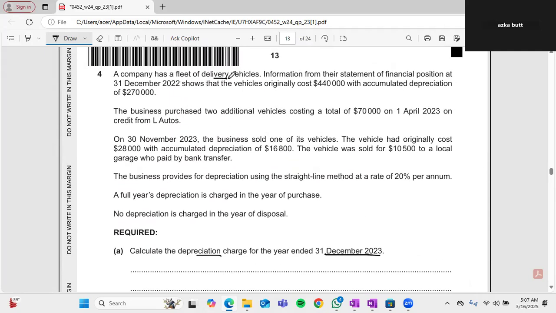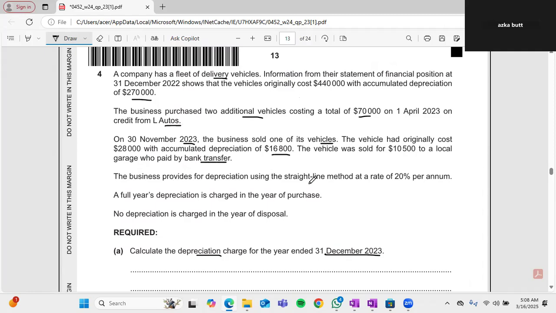A company has a fleet of delivery vehicles. Information from their statement of financial position at 31st December 2022 shows that vehicles originally cost 440,000 with accumulated depreciation of 270,000. The business purchased two additional vehicles costing a total of 70,000 on 1st April 2023 on credit from L Autos. On 30th November 2023, the business sold one of its vehicles. The vehicle had originally cost 28,000 with accumulated depreciation of 16,800. The vehicle was sold for 10,500 to a local garage, which paid by bank transfer.